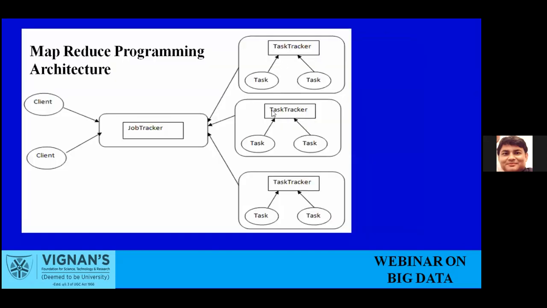This diagram is very clear about the processing here. So clients are submitting their task. The job tracker is going to assign these tasks to the different task trackers, which reside in data nodes. In data nodes, we have the data. So it's going to perform the task.